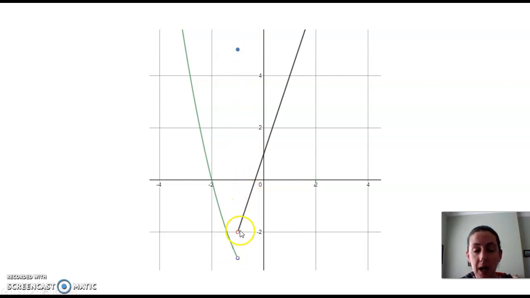And then this is the bottom piece for all values bigger than negative 1. I start at negative 1 comma negative 2, don't include it, open circle, and then these are the part of the line for the rest of those. And you can see the other ordered pairs we had talked about are on here, like 1 comma 4.